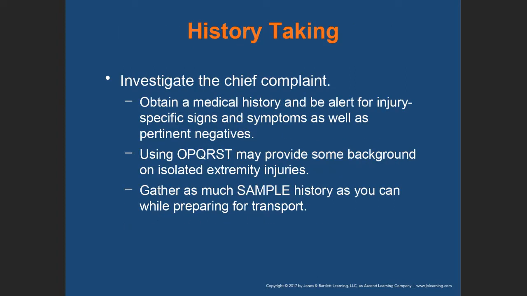All right, now after the primary assessment phase, next is history taking. We will obtain a medical history and be alert for injury-specific signs and symptoms, as well as pertinent negatives. Using OPQRST may provide some background on isolated extremity injuries where they complain of pain. Gather as much SAMPLE history as you can while preparing for transport.